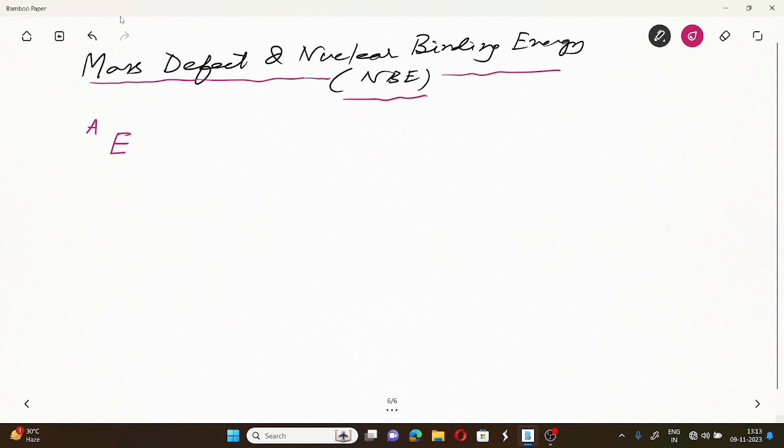and Z be the atomic number. Let us call this the mass number and Z the atomic number, then we can say that the total number of protons equals the total number of electrons equals Z, and the total number of neutrons equals A minus Z.